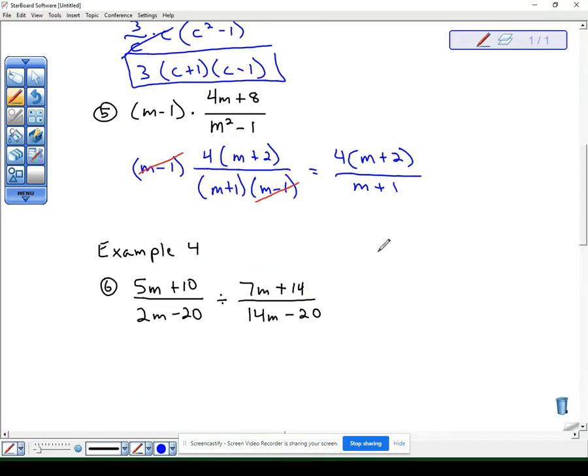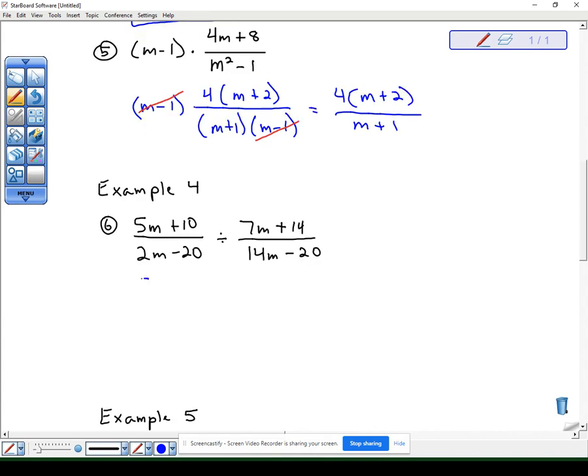Similar problem. I'm going to factor 5 here, m plus 2 would be left. Denominator, take out a 2. That'd be m minus 10. Change divide to times. Flip the second fraction. You can take a 2 out of this one. I guess it's just 2, right? So 2 times (7m minus 10). And the numerator becomes the denominator, take out a 7. That would be m plus 2.